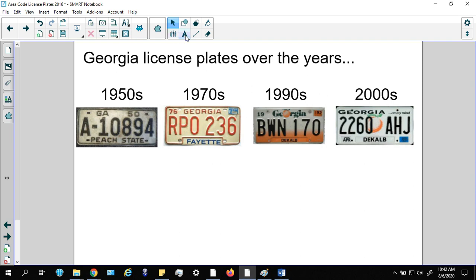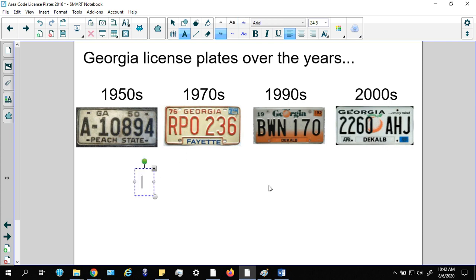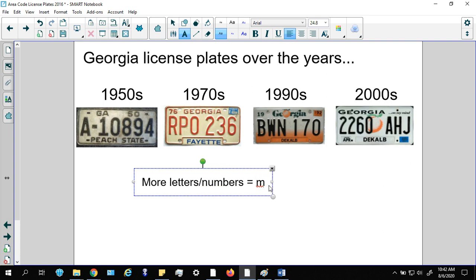So basically, if you're going to make your conclusion, and I'm going to type this, and that is this: the more letters and numbers means more, or not even possible, more license plates. Now you might be asking, well, who cares?